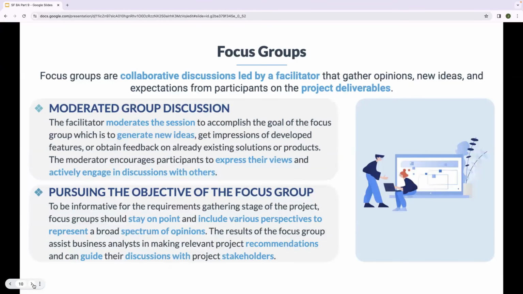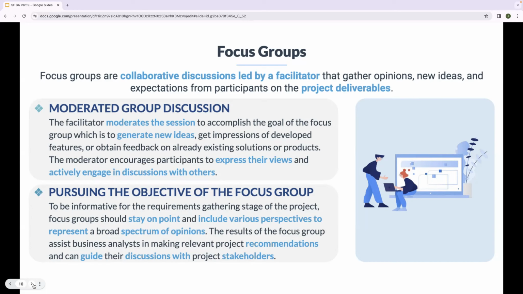Focus group or collaborative discussions led by a facilitator that gather opinions, new ideas, and expectations from participants on the project deliverables. Moderated group discussion. The facilitator moderates the session to accomplish the goal of the focus group, which is to generate new ideas, get impressions of a developed feature, or obtain feedback on an already existing solution or product.